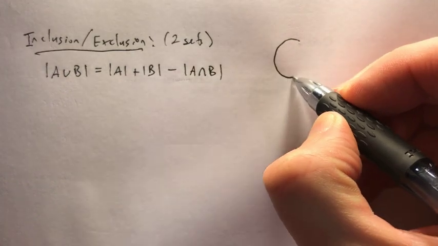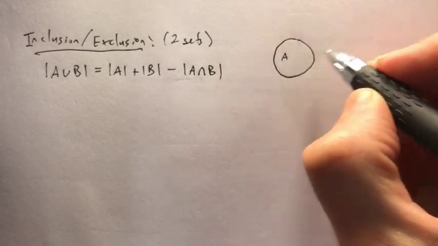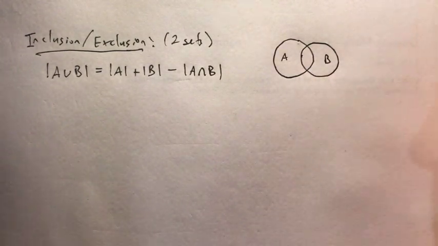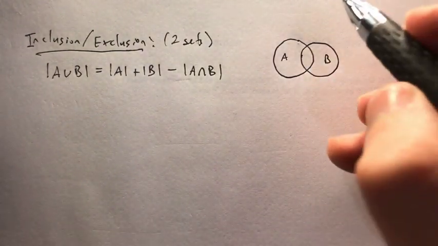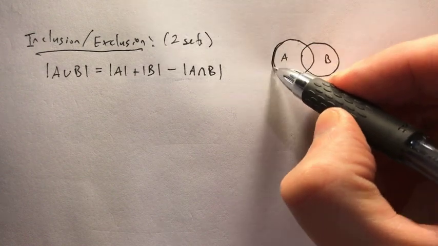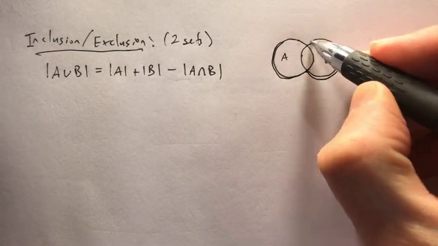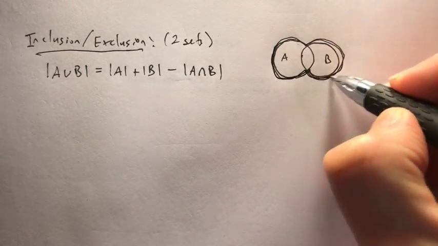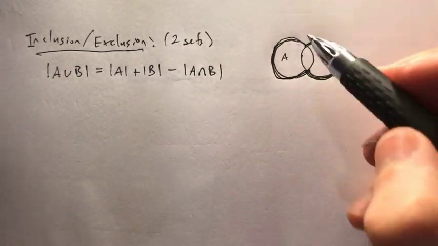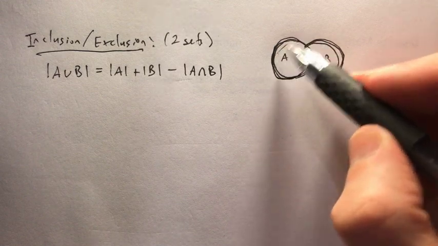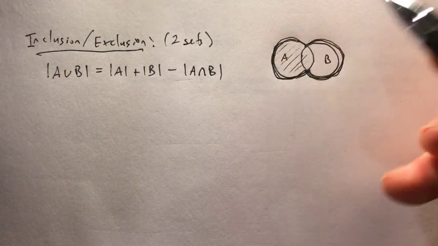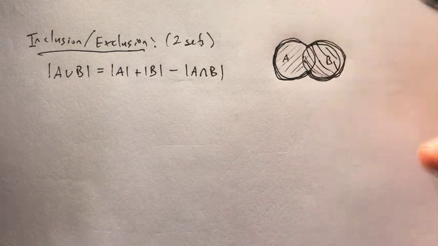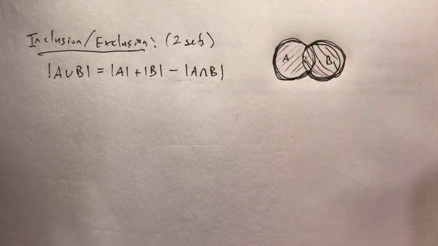I'm going to draw a Venn diagram where here's A and here's B. And then if I want to count the number of elements in A union B, that's the number of elements in this sort of doubled region. I always call it the MasterCard shape. Then I'll count everything in A. Then I'll count everything in B. But I notice that I've counted A intersect B twice.